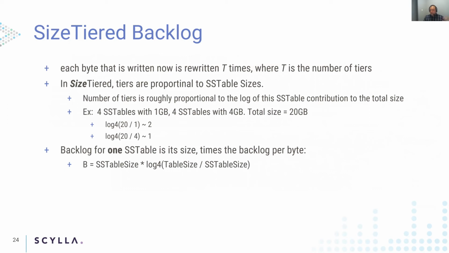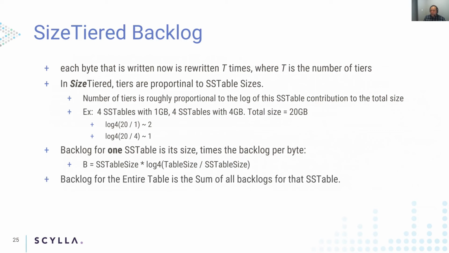And as I said, we've been calculating the cost of writing, what's the cost of moving every single byte from the current state that they are to the last tier. So the backlog for one SSTable is just the size of that SSTable, because I'm going to have to do that for every byte times that thing that we just discussed, this log factor. And then the size of the entire table is just the sum of the backlogs for all SSTables. So what is the amount of work that I have to do to move that all into the state of zero backlog?